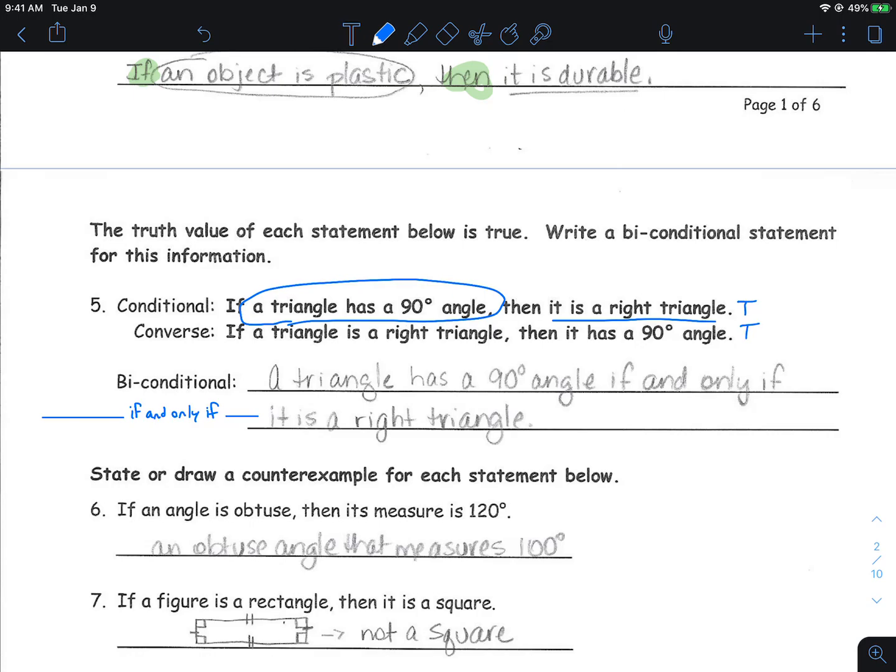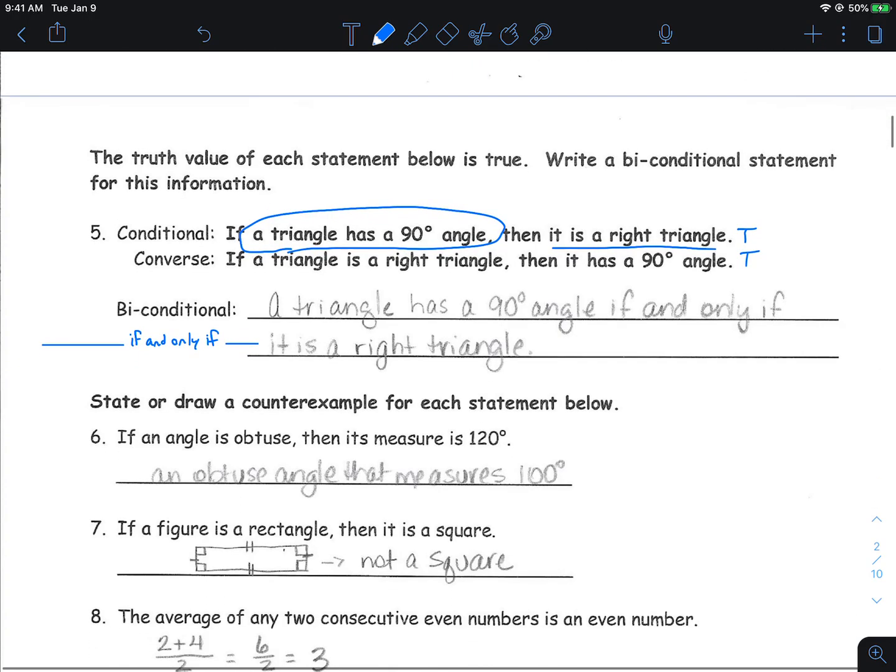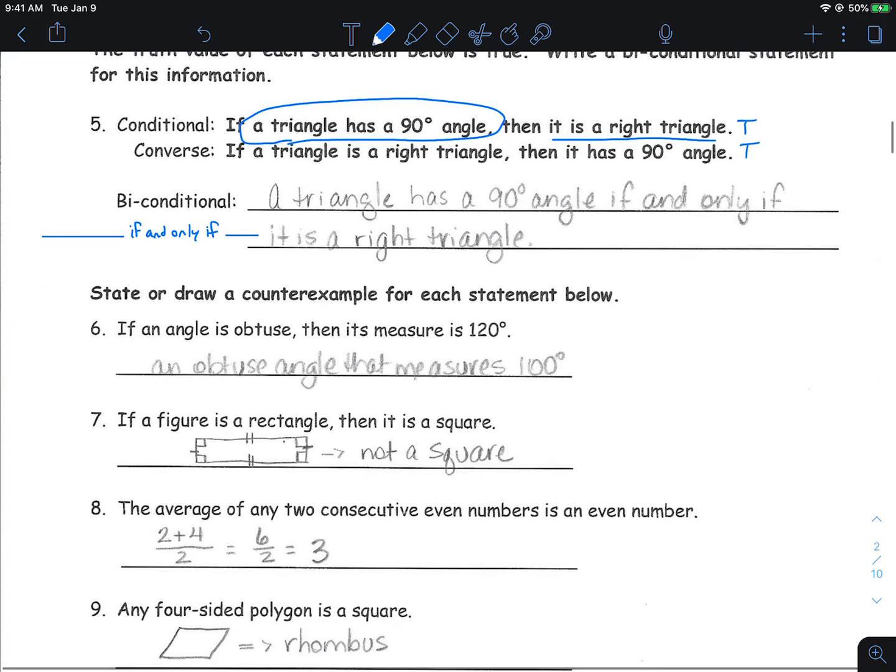There's no if and then. There's no regular if and then. So it's: a triangle has a 90-degree angle if and only if it is a right triangle. Notice that there's not a traditional if at the very beginning, and there's not a then in the middle of that. So that is biconditional right there. Only one example, so you might want to try another one from an old homework.